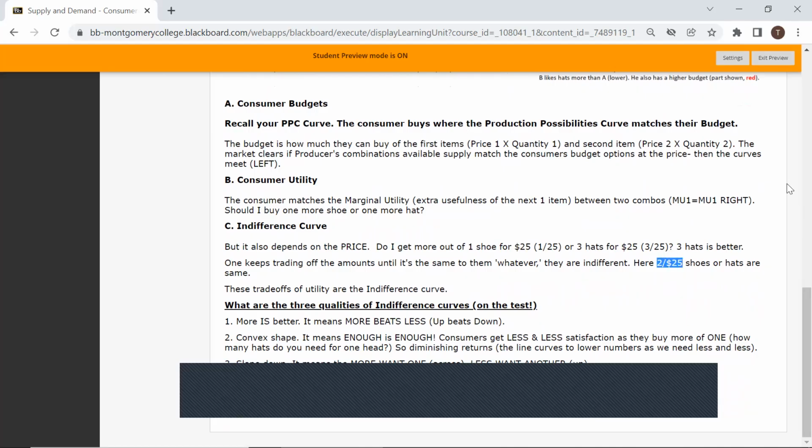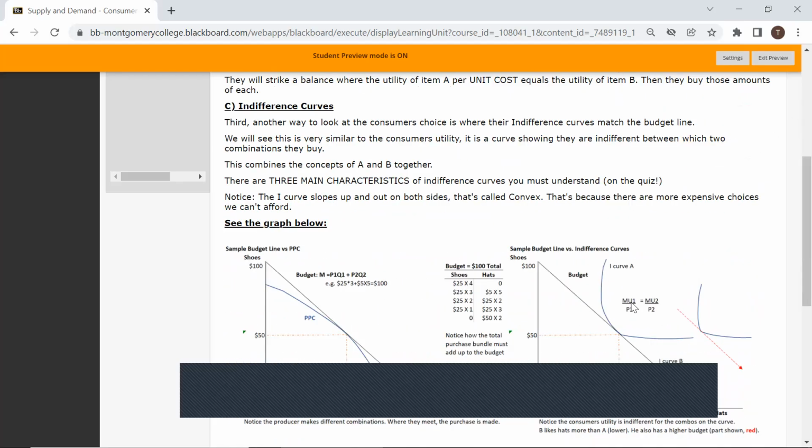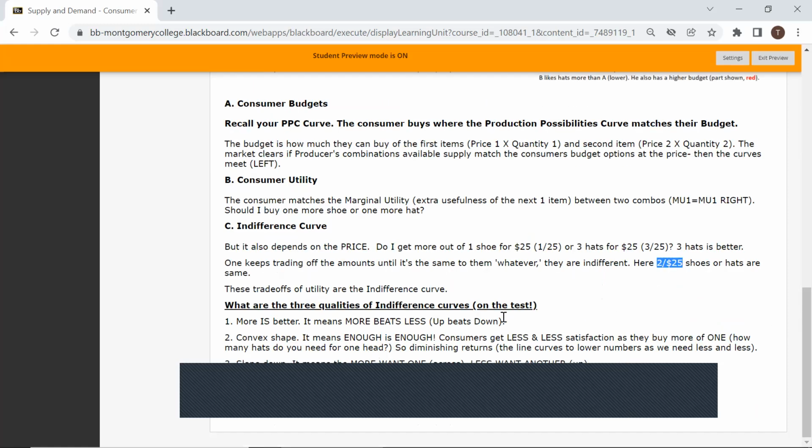So you're going to pick 2 over 25. Two hats are as useful for 25 as 2 shoes are useful for 25. You have to compare the price, because if one is $1 million and one is free, then it doesn't matter that the numerator is 1 shoe and 1 hat. If 1 shoe is $1 million and 1 hat is free, you can't compare them. So you have to compare them based on the prices being lined up. So this is the equation you need to know for the quiz, where you will pick on your indifference curve, where you're indifferent between different utility of different items.